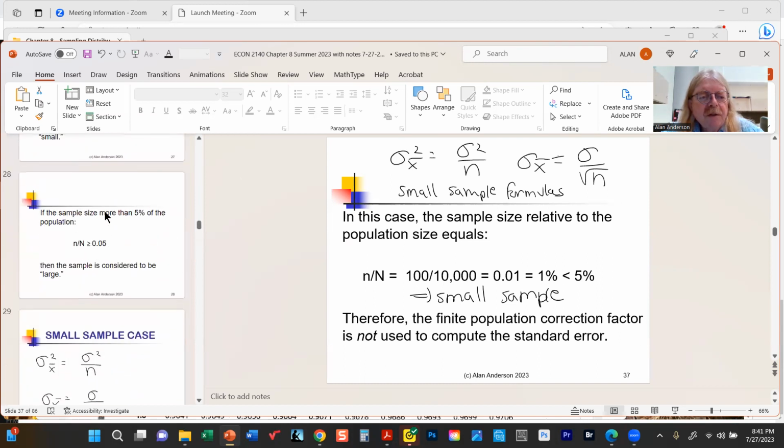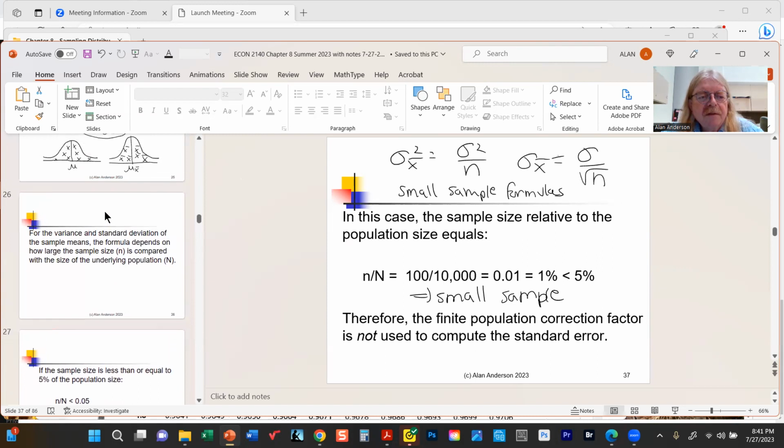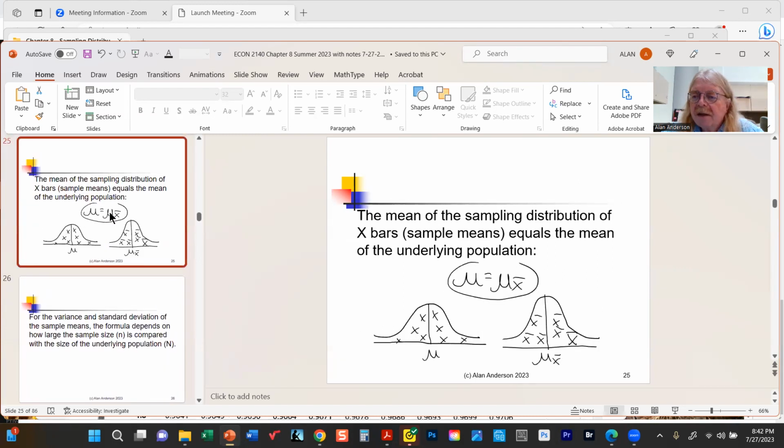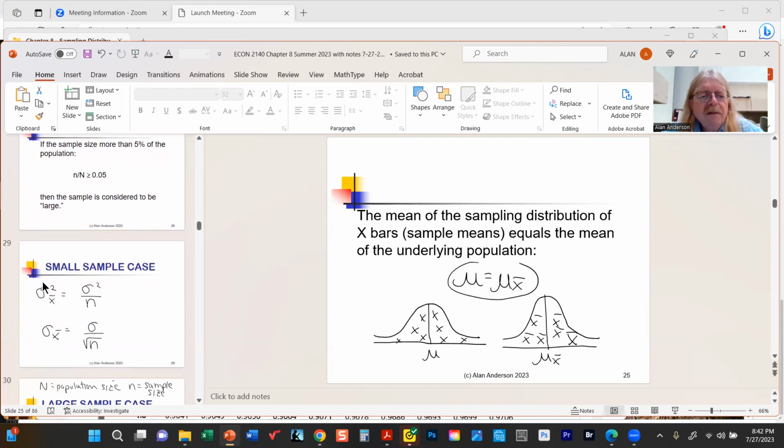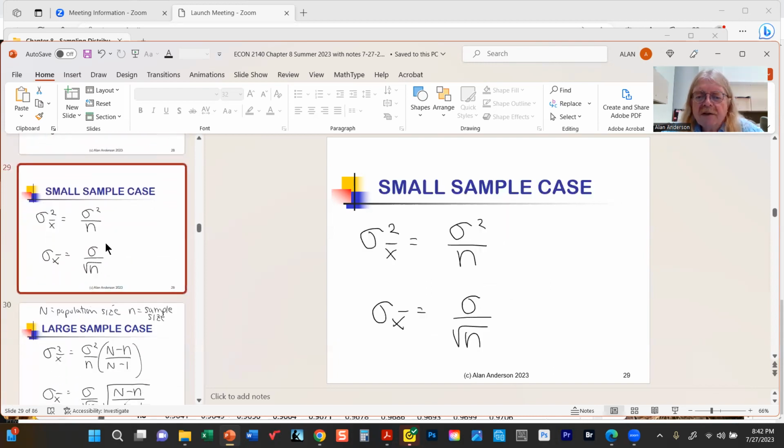and remind ourselves that, number one, the mean of the samples is going to match the mean of the population. So that's the easy one. What about the variance and standard deviation? That means we're using these two cases. Small sample. All right, so let's do that.